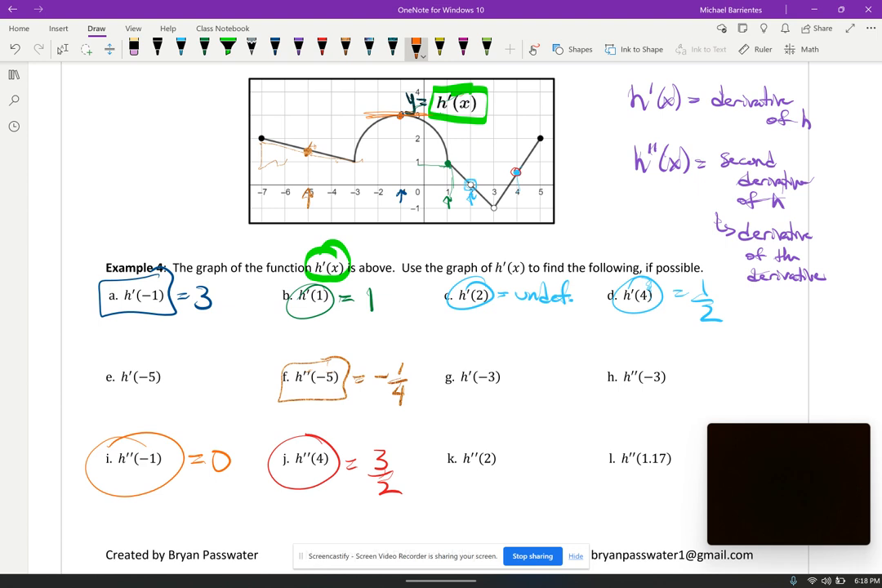What would the slope be at -3? So h double prime of -3, I'm looking at right here. Oh, that would be this point. What is the slope here? Well, that's a sharp turn. If it's a sharp turn, then that would be undefined.